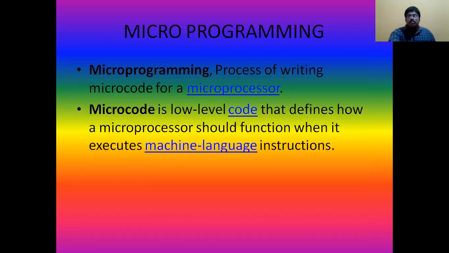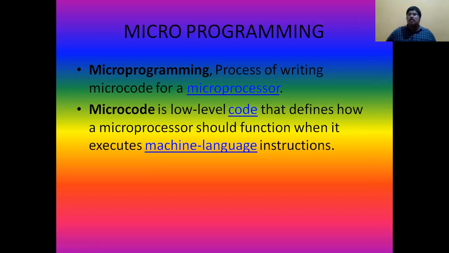Next, what is meant by microprogramming? This also we have discussed. Microprogramming means writing code for our microprocessor. Microprogramming is a low-level program. That means the code will be developed in the form of binary language, that means in the form of zeros and ones.